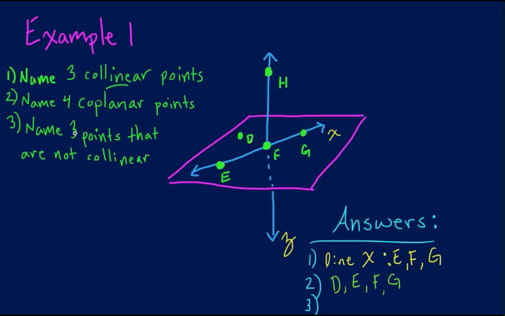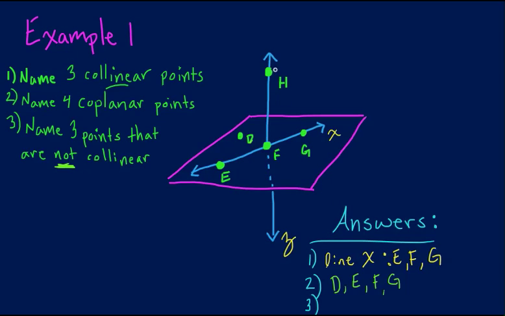Now, 3. Let's try this one on your own first, okay? It says name 3 points that are not collinear. Remember, collinear means they share the same line, so now we just have to do the opposite. All we have to do is find points that do not share the same line. So let's find points that do not share the same line.